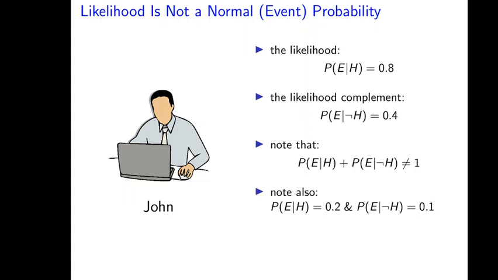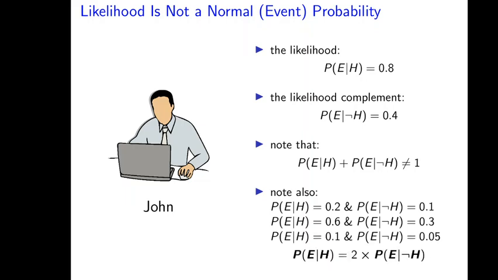Also, please note that the likelihood and its complement can be expressed in different ways. We must not express them as 0.8 or 0.4. We can express them in any other way as long as the value of the likelihood is double the value of the likelihood complement, no matter how you express them in numbers. So this is a very important concept of Bayes' theorem.